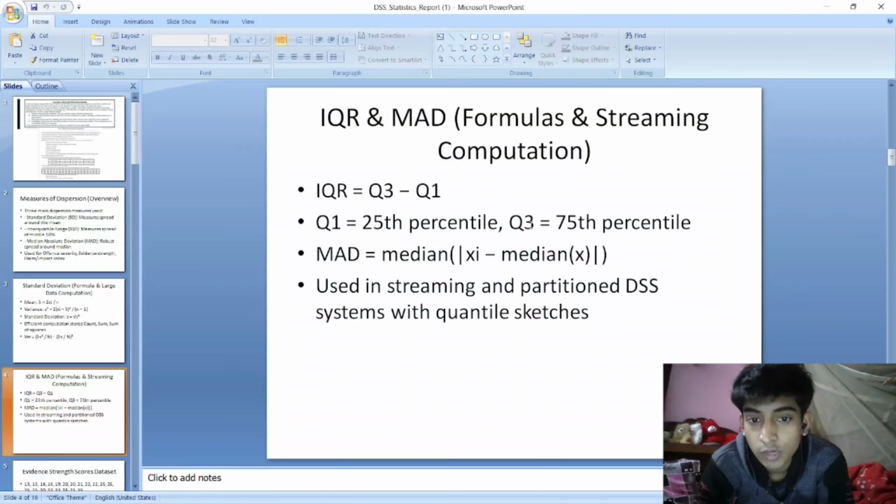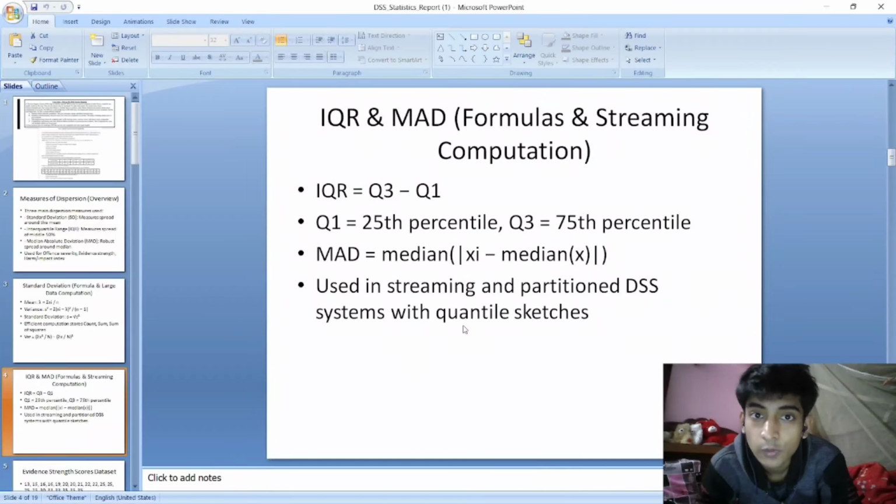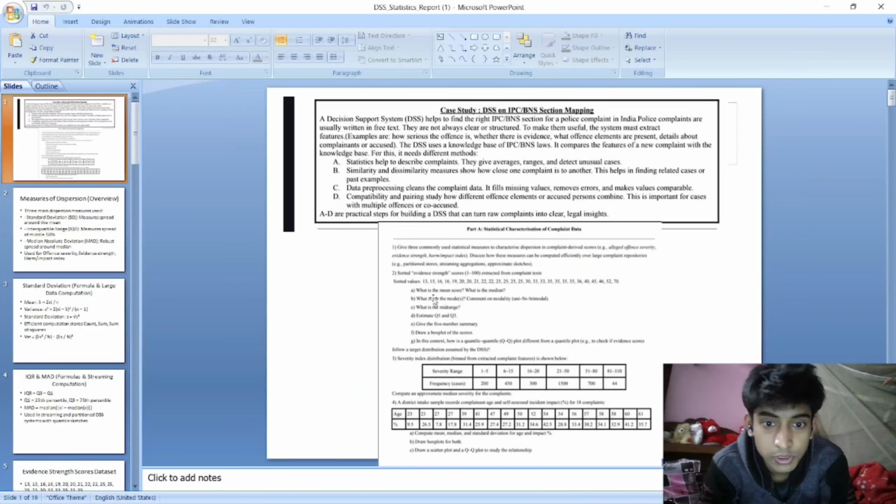Quartile 1 is the 25th percentile, quartile 3 is the 75th percentile, and then MAD is calculated as the median of the absolute values of xi minus the median of x. These can often be used in streaming and partitioned data systems with quantile sketches. We can use a quantile plot or QQ plot for these sketches, right? So this covers our first question, where we discussed complaint repositories and partition stores. We can use a data warehouse and ETL jobs for it, right?